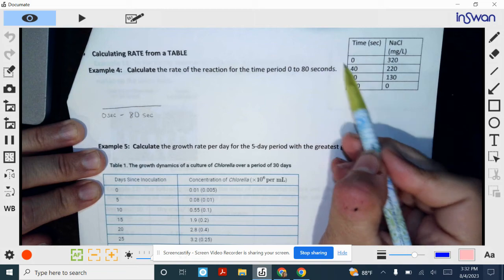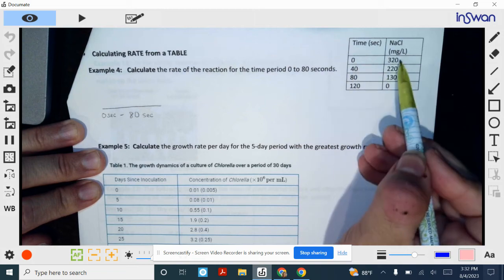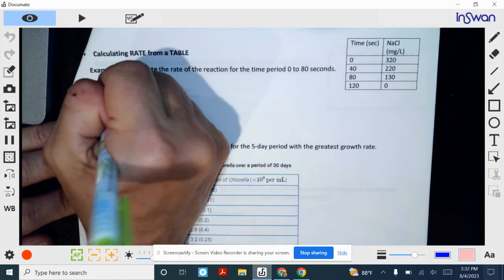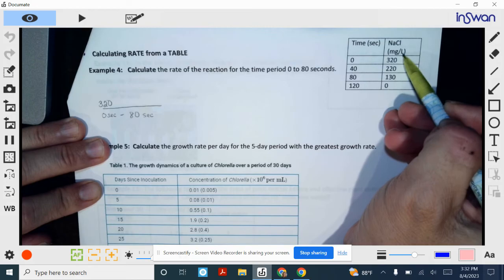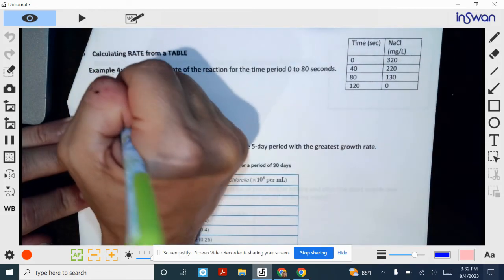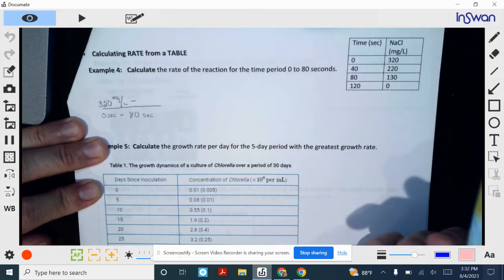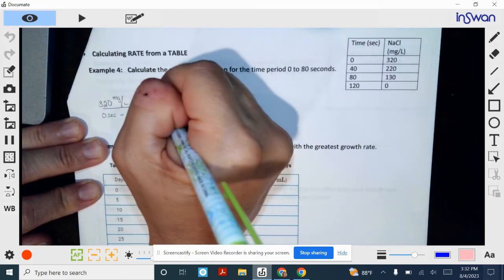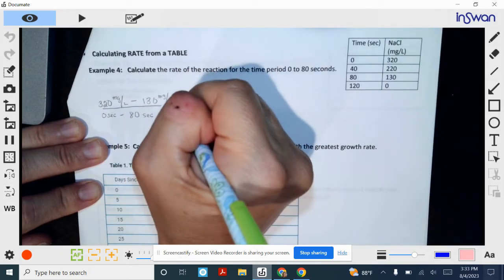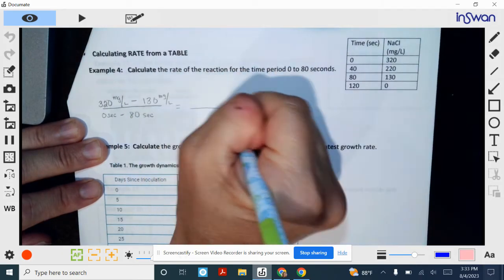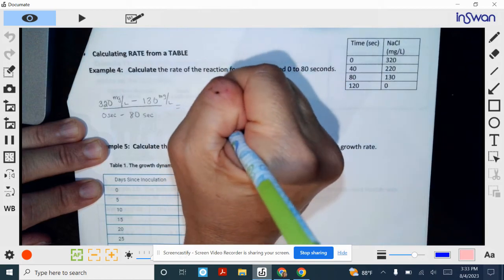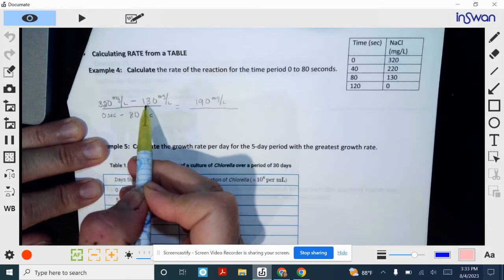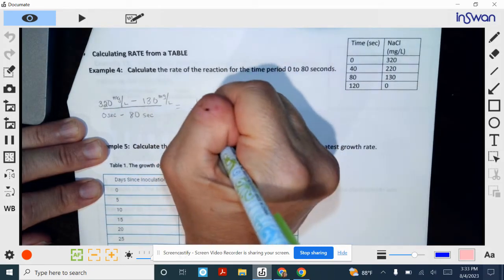Let's figure out the corresponding values. All you got to do is read the table. So at 0, it looks like this amount of sodium was 320. So we're going to write 320. Let the units just move right on over with that number. Milligrams per liter minus. So at 80, it looks like it was 130. So let's write 130 milligrams per liter. Simple math, okay? So then we are going to have 190 milligrams per liter when you subtract those two at the top, and on the bottom, we have negative 80 seconds.